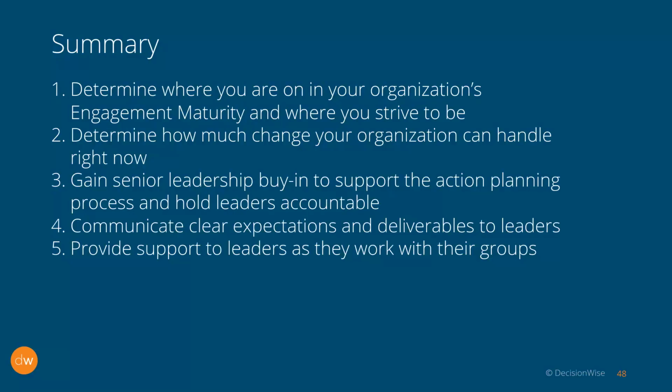So wrapping up, here's the summary. We touched on all these already. Number 1, determine where you are. This is a good discussion to have with your leadership team on that engagement maturity model and where they want to be, because that will then determine how much effort and commitment you're going to get from them to roll out this program. Most times they're pretty committed and they want to do some things. And so it's not a hard sell once they see the employee survey results.